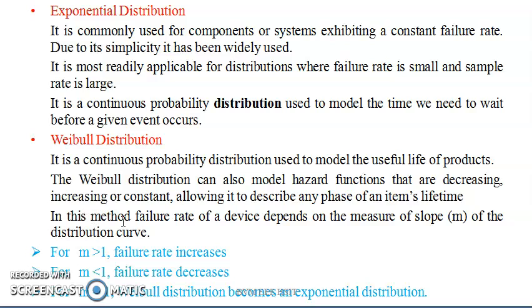In this method, the failure rate of a device depends on the measure of the slope of the distribution curve. If the slope is greater than 1, that indicates the failure rate increases with time. For a slope less than 1, the failure rate decreases with time. And for m equal to 1, the variable distribution becomes an exponential distribution. I will explain these things now.